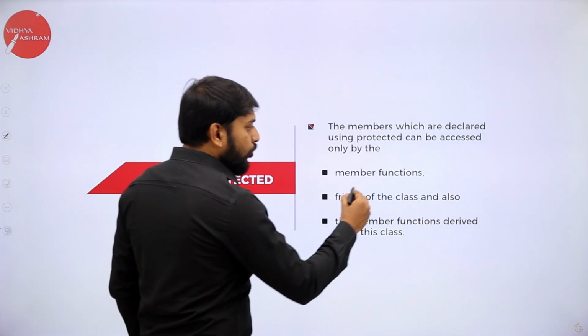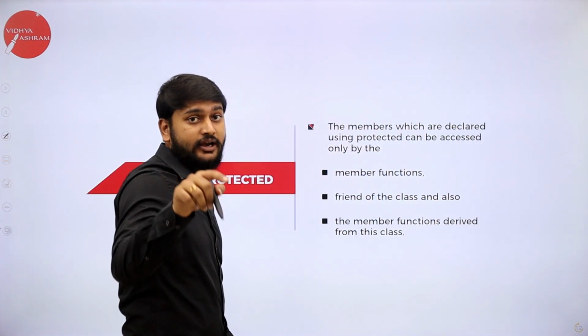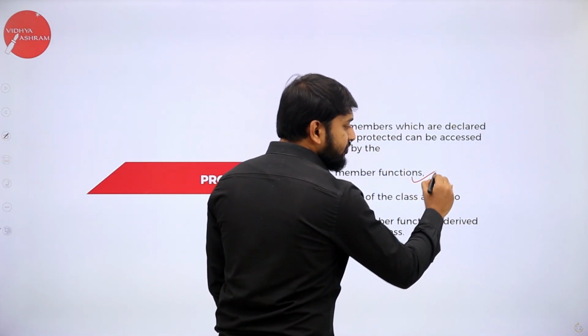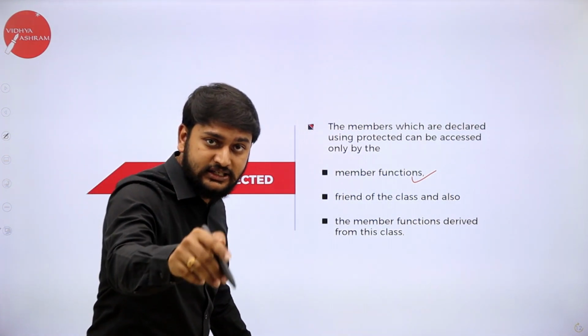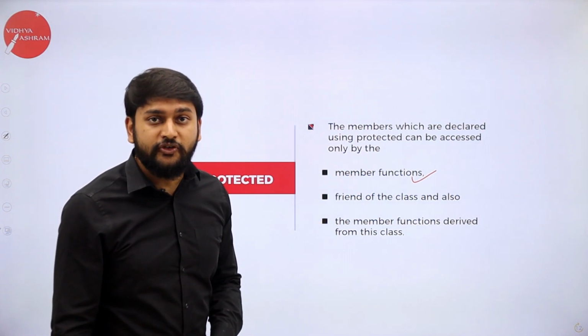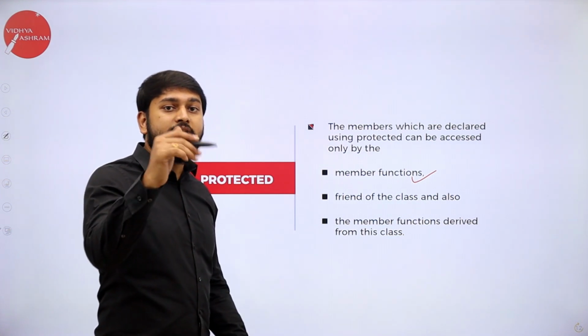So the first one, who can access the public protected members? The first one is member function. Member function in the sense those who are inside the class. So for them I will call it a member function. They can access the data member and member function.